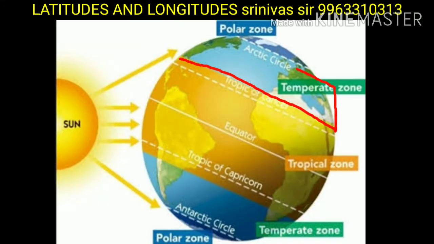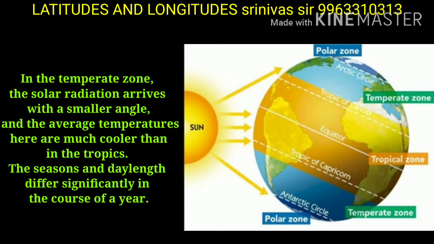The place between Tropic of Cancer to Arctic Circle and Tropic of Capricorn to Antarctic Circle is called temperate zones. In the temperate zone, the solar radiation arrives with a smaller angle, and the average temperatures here are much cooler than in the tropics. The seasons and day length differ significantly in the course of a year.